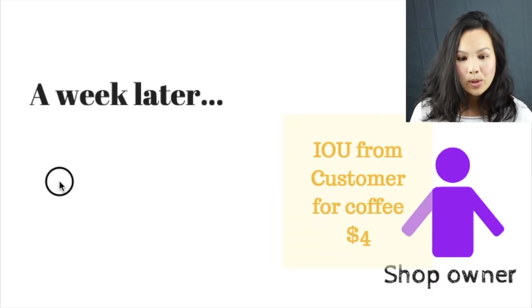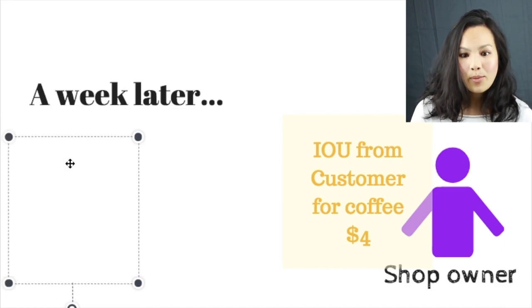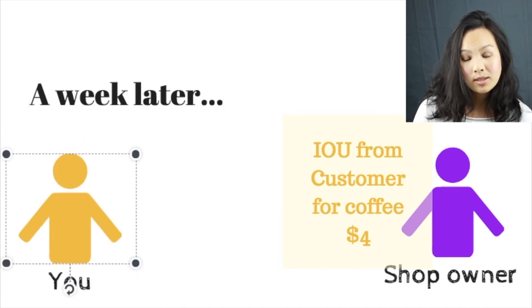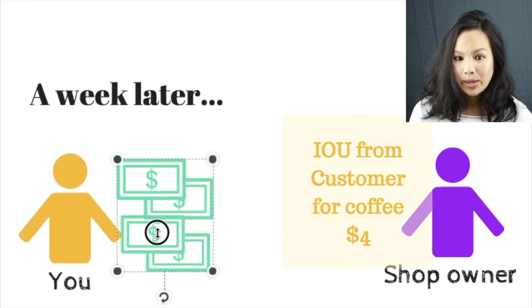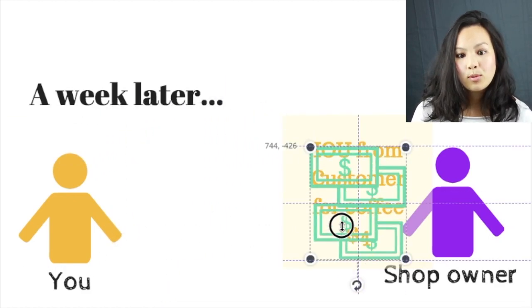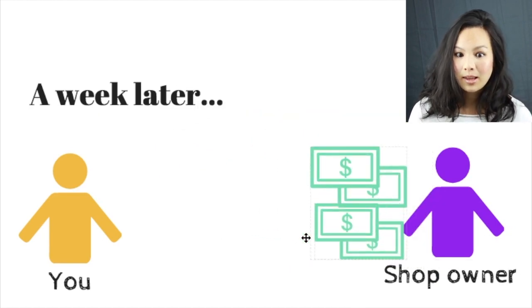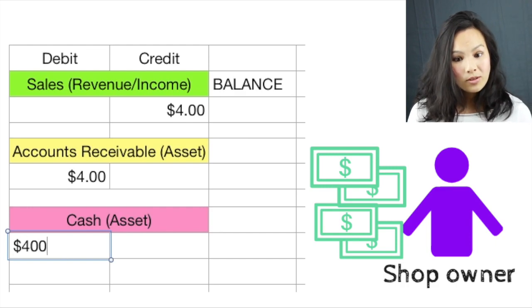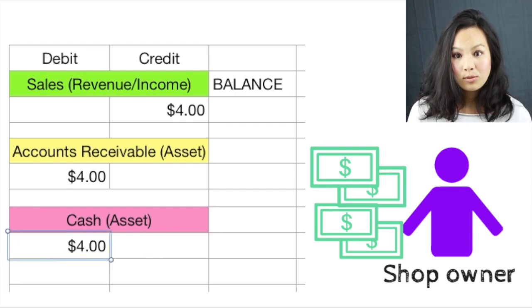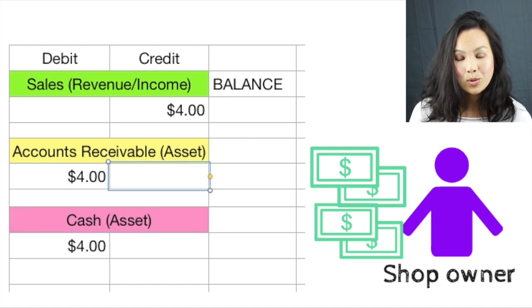So let's say this person, you, comes back after a week and you give the shop owner $4 to pay for your coffee that you took last week. So the shopkeeper will record this receipt of money by using two entries again. Remember, the left side and the right side. So he puts the $4 in the cash account because you've paid him cash. So he's received this cash, so cash will go up. But he'll also reduce the accounts receivable of $4 because he's already received it. So receivable is now zero because you've already received the $4.